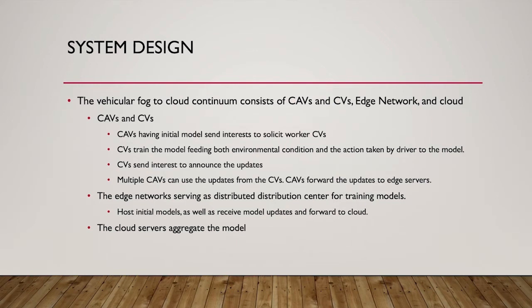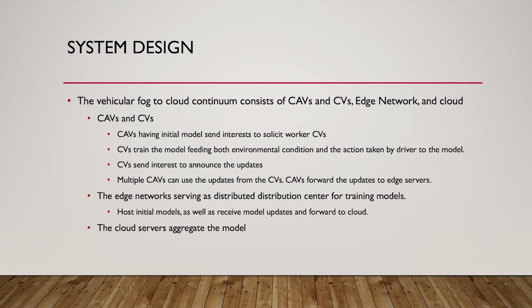So let me briefly explain how the system actually operates. The vehicular fog to cloud continuum consists of CAVs, CVs, the edge network, and the cloud. The CAVs and CVs are the vehicles in the fog. The basic idea is that CAVs, since these are autonomous vehicles, hold the initial model, and then they are responsible for finding the workers that can update the model, and these workers are basically CVs. And CAVs send out interest to solicit these worker CVs.